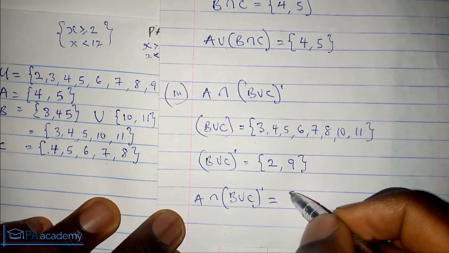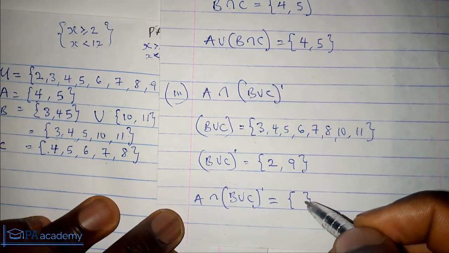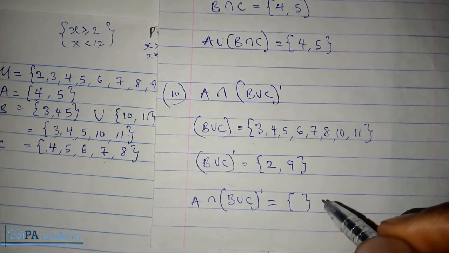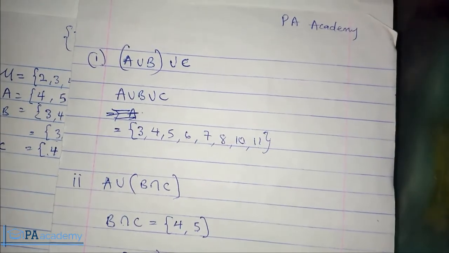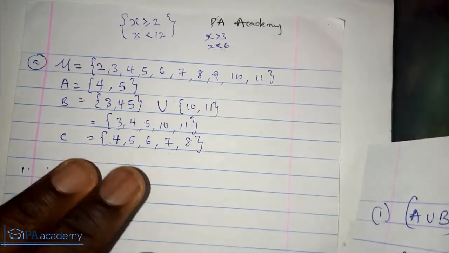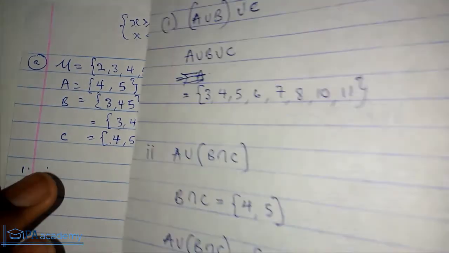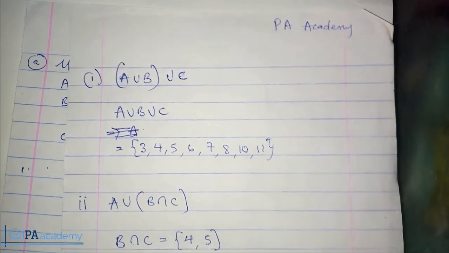So we just leave it like this. Don't put anything, there's nothing in common. That means it is an empty set. So these are the solutions to question number 1. Right here we've been able to get all the elements for the universal set, set A, set B, and set C. And here we have been able to solve the other three questions in the B part of it.